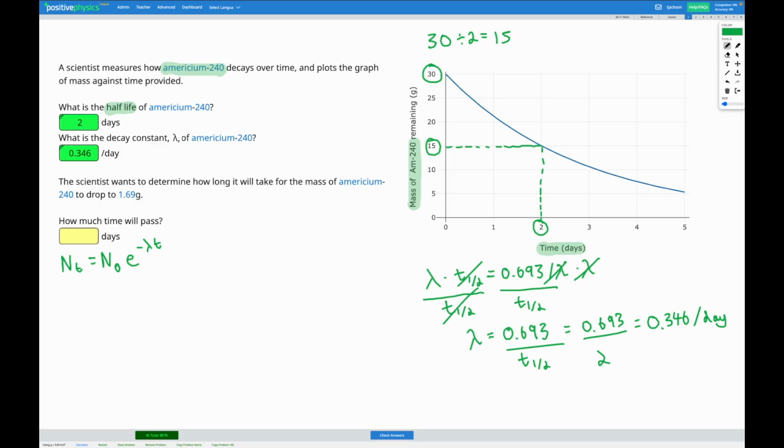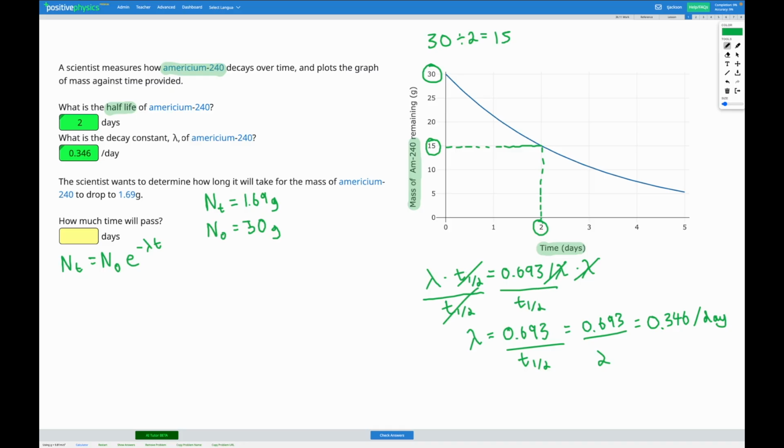So let's go through and look at each of our variables. N_t, that's going to be our mass or our activity or whatever it may be of our sample at time t. So that's at our final time. Based on our question, we're trying to figure out how long it will take for the mass to drop to 1.69 grams. That's going to be our final mass, so that's 1.69 grams. Then we've got N_0. That's our mass or activity at time 0, our initial mass. In this question, we can see from our graph, it started at 30, so that's going to be 30 grams.